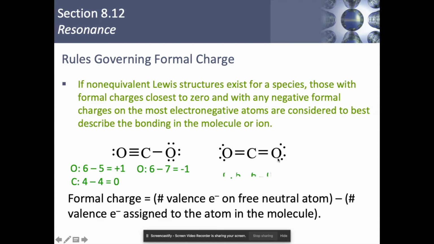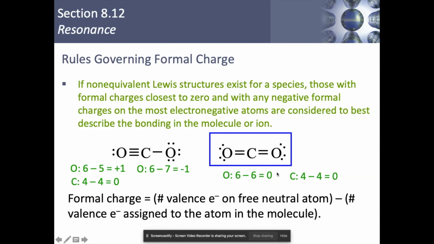Let's try this one. These oxygens are actually equivalent to each other because they both have the exact same bonding structures. This has a double bond with 4 lone pairs, and this has a double bond with 4 lone pairs. So they're the exact same thing. So that's 6 minus 1, 2, 3, 4, 5, 6, which is 0. Carbon, 4 minus 4, because again, we have one electron coming from each of these bonds, 0.